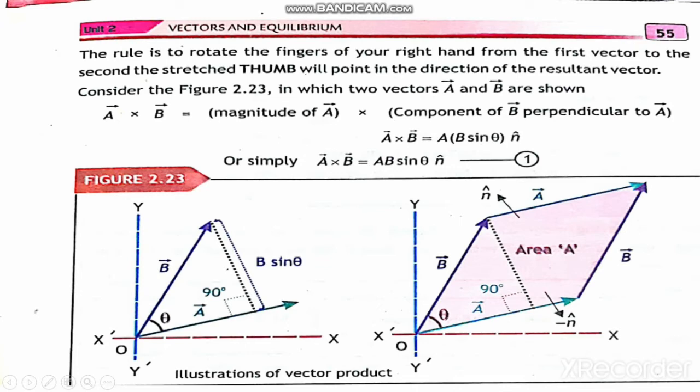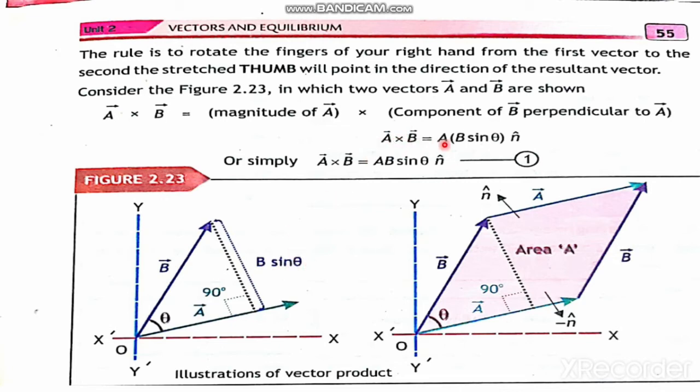Now how to determine the value of A cross B? In case of cross product, we use the perpendicular component instead of the parallel or horizontal component. We use the vertical or perpendicular component. A cross B is equal to the magnitude of the first vector, A, multiplied by the perpendicular component of B to A. You can see the perpendicular component is this one, and the perpendicular component is always B sine theta.